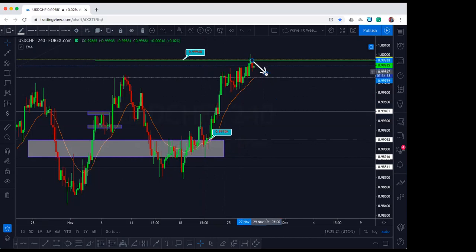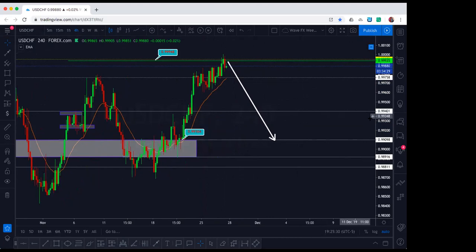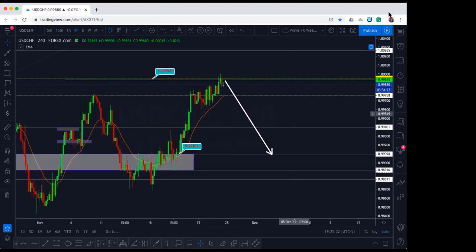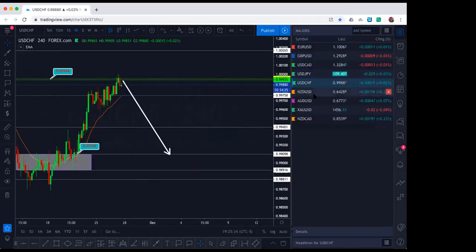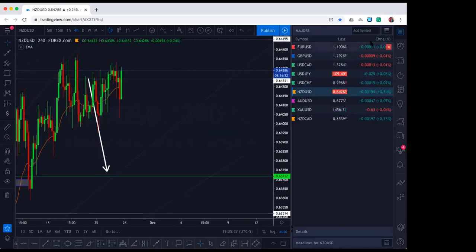So we're pretty much getting back on the ride to the downside. We have ridden the wave to the top. We're simply trying to ride the wave back to the downside here. NZD USD.